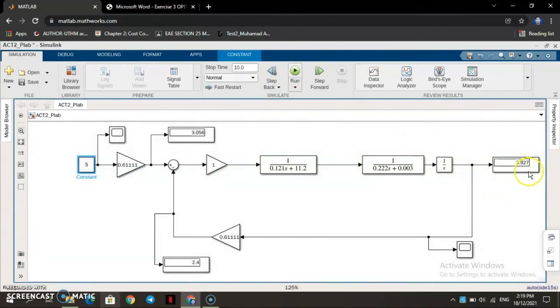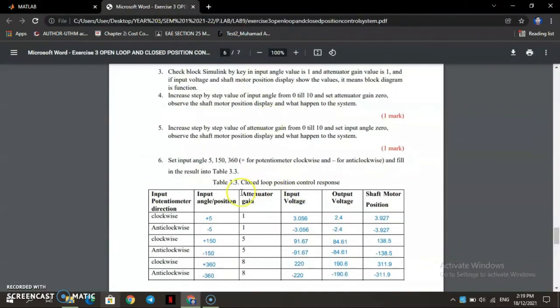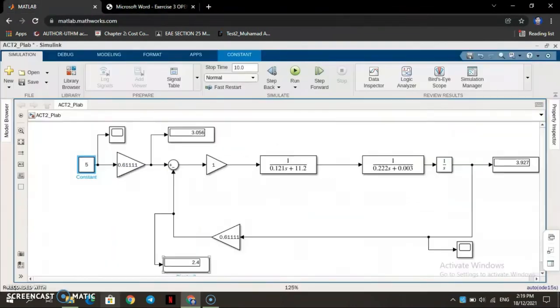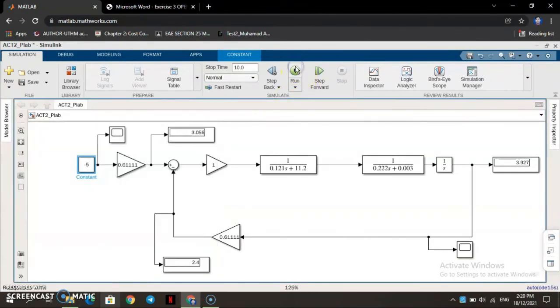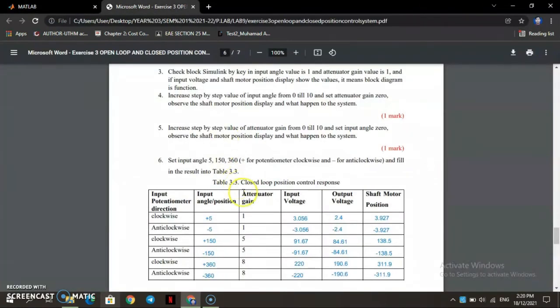Okay, so basically this is the value of output angle position, this is the value of input voltage, and this is the value for output voltage. These three values we just need to record in table 3.2. So now we change the value of 5 to -5, which is for the anti-clockwise. We run the simulation again. Okay, so now we get the value for the anti-clockwise input angle. Basically we just need to repeat the same step, which is to record these values into table 3.3.